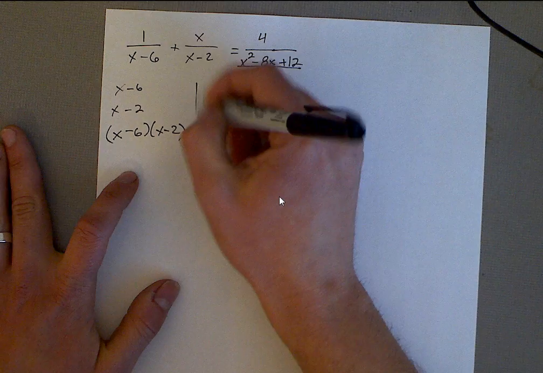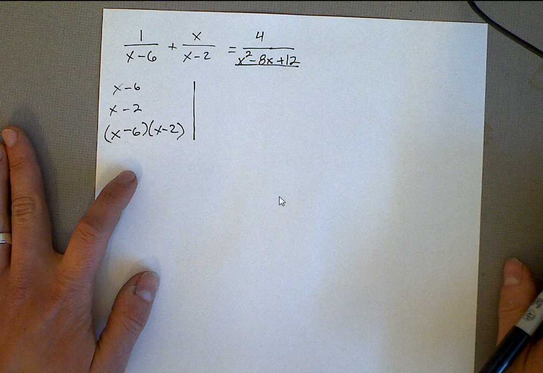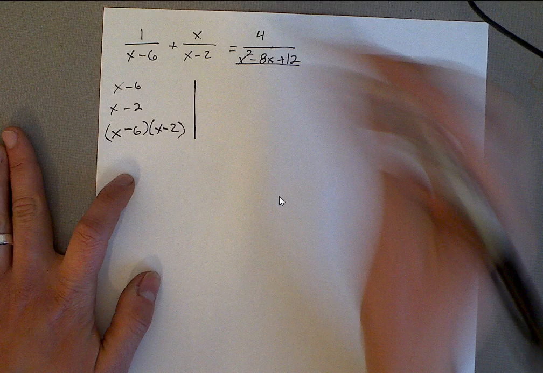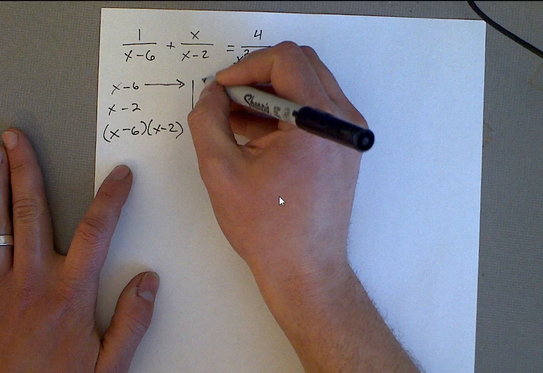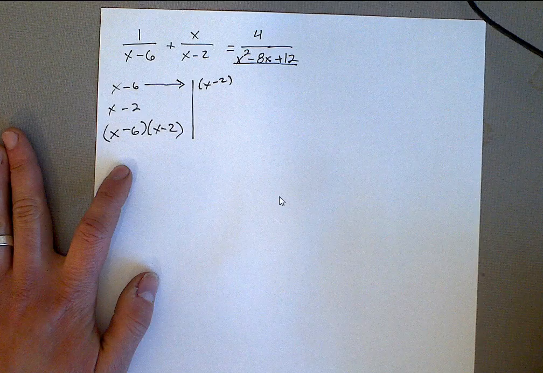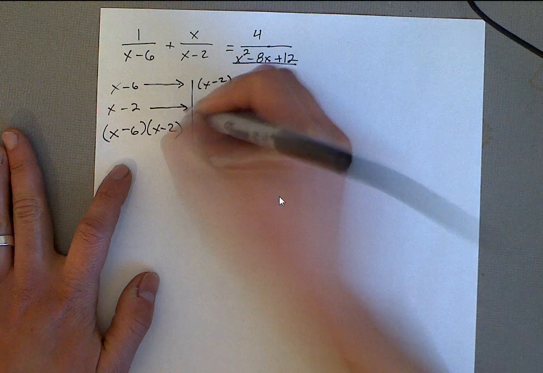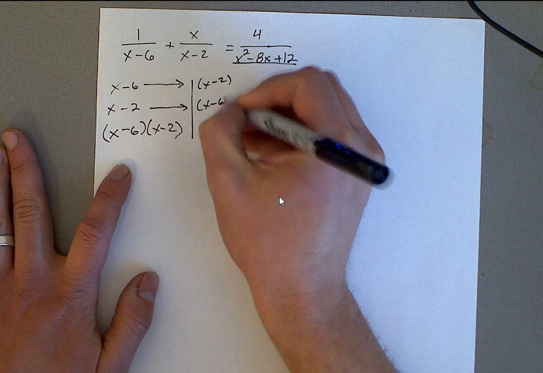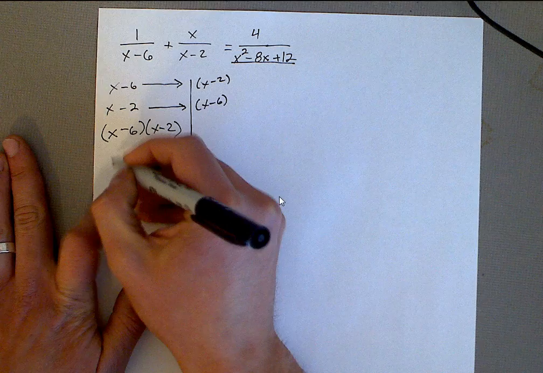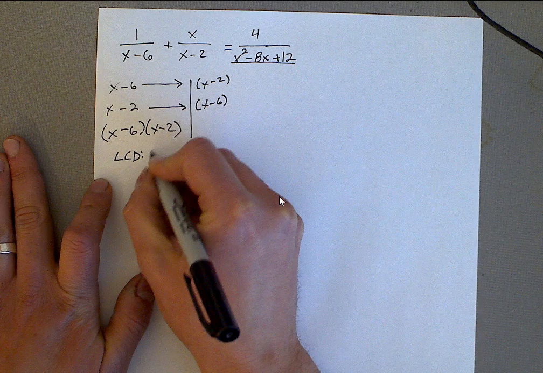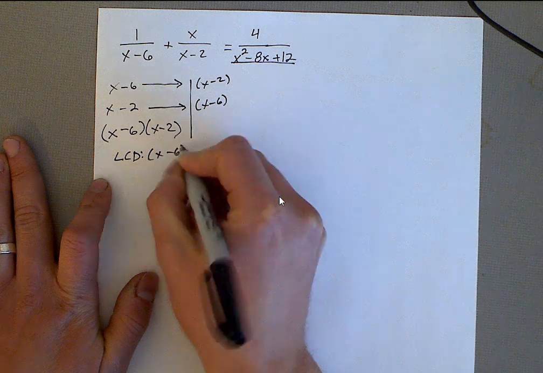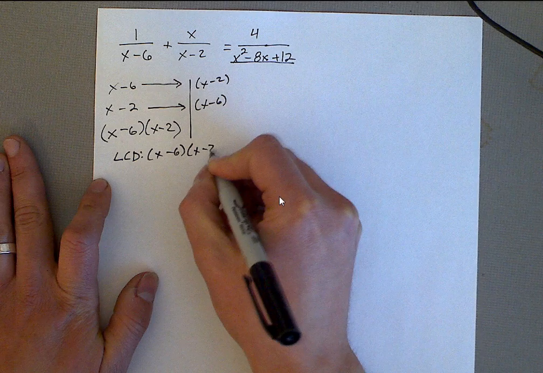Now if we look at what the missing factors of each one are, the x minus 6 is missing a factor of x minus 2, and the x minus 2 is missing a factor of x minus 6, and this one has both factors. What that means is that the least common denominator is x minus 6 and x minus 2.